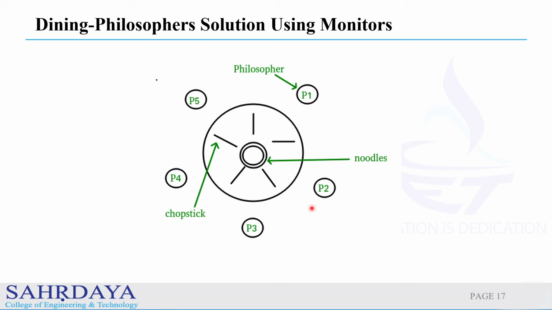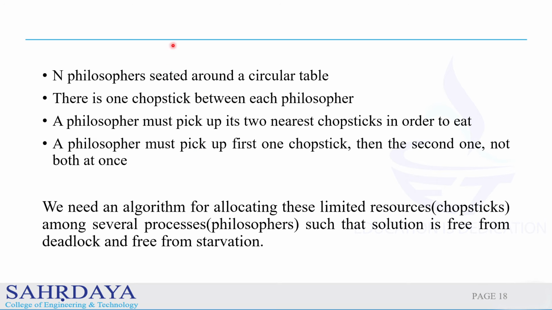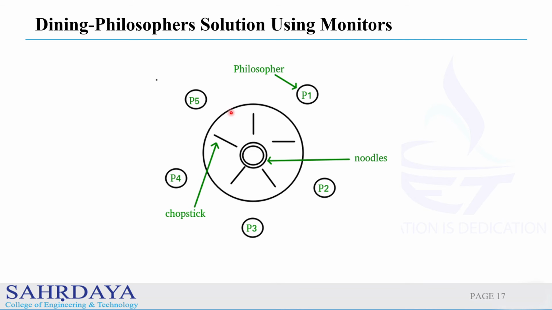Now, this is the important topic which I mentioned, the dining philosophers solution using monitors. So this is the figure which I mentioned, and we need the next slide to explain it. So n philosophers are seated around a circular table. Right now there are five philosophers, but it can be as many as you want, 7, 10, 15, 20. It can vary, so right now we are using five.